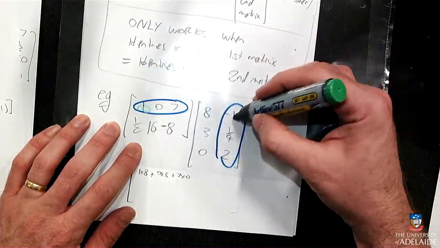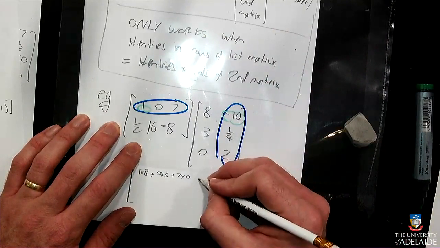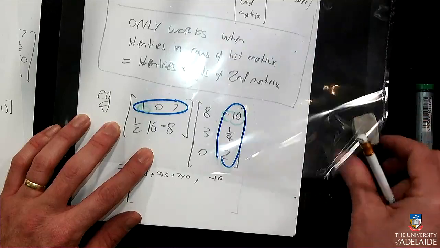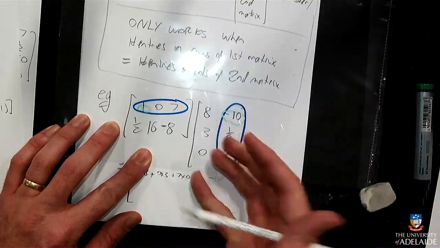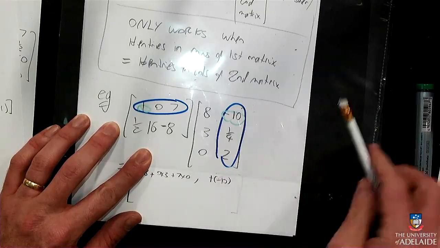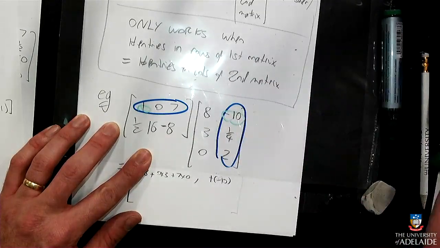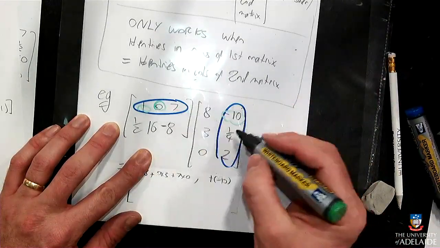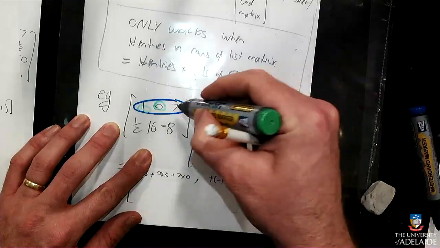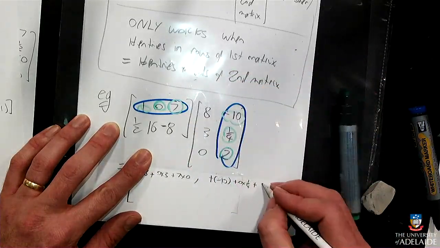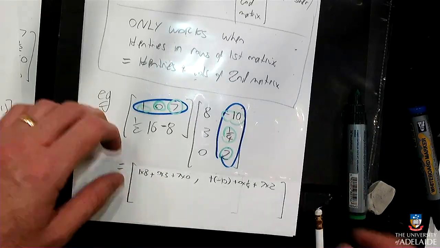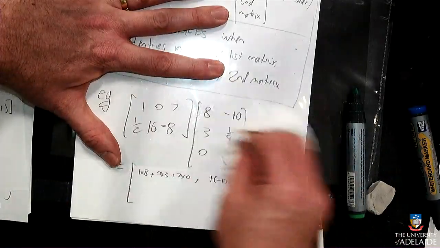So 1 times minus 10. I'm just going to put a comma there. It's okay to do that if you need to. And then we're going to have 0 times a quarter. And then we're going to have 7 times 2. Okay, now I've finished the first row. I'll start doing the second row.